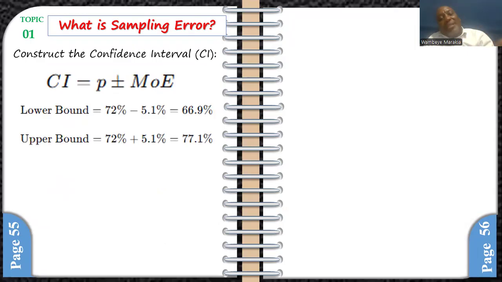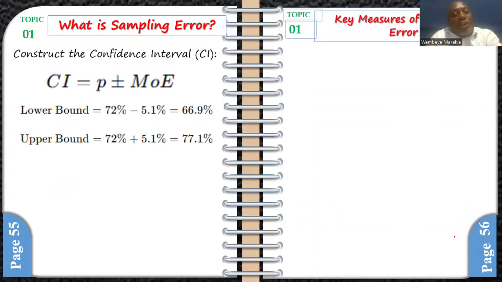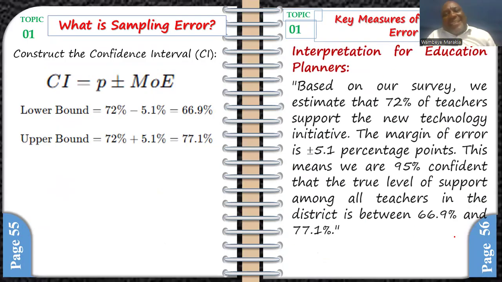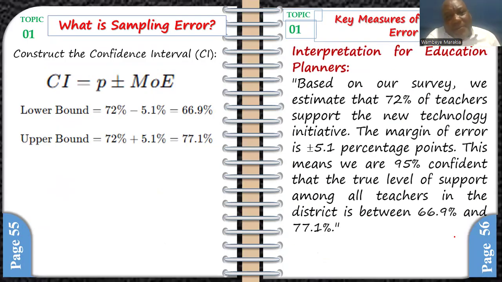Now the lower bound is going to be 72 minus 5.1, which is 66.9. And the upper bound is going to be 72 plus 5.1%, which is going to be 77.1%. Then we now move to the interpretation. How do we interpret this value?